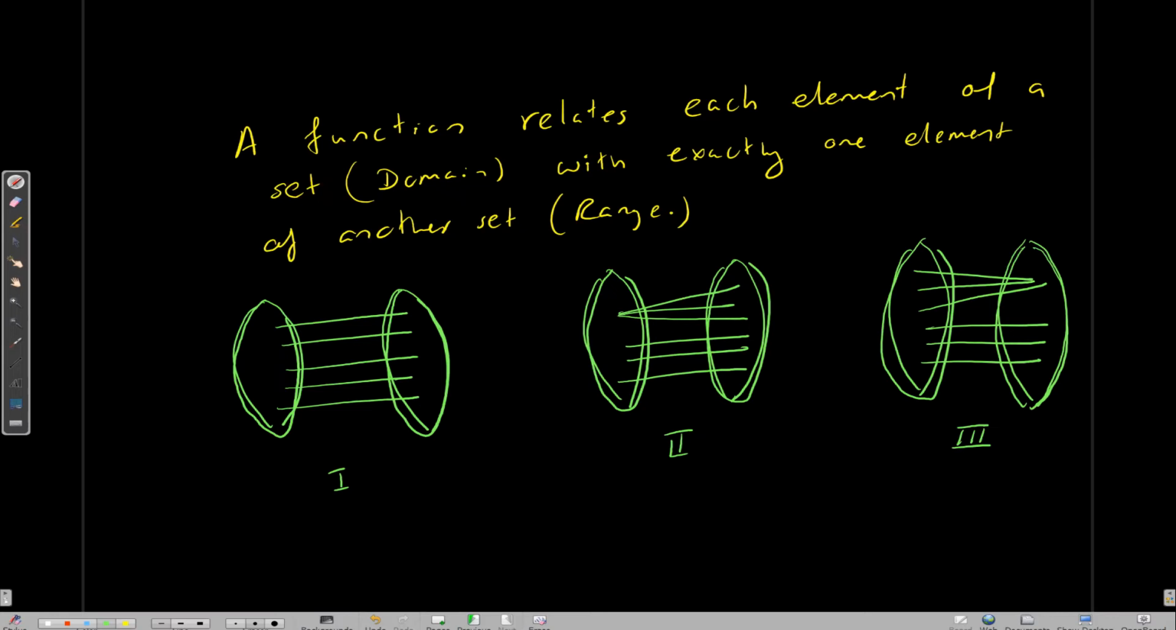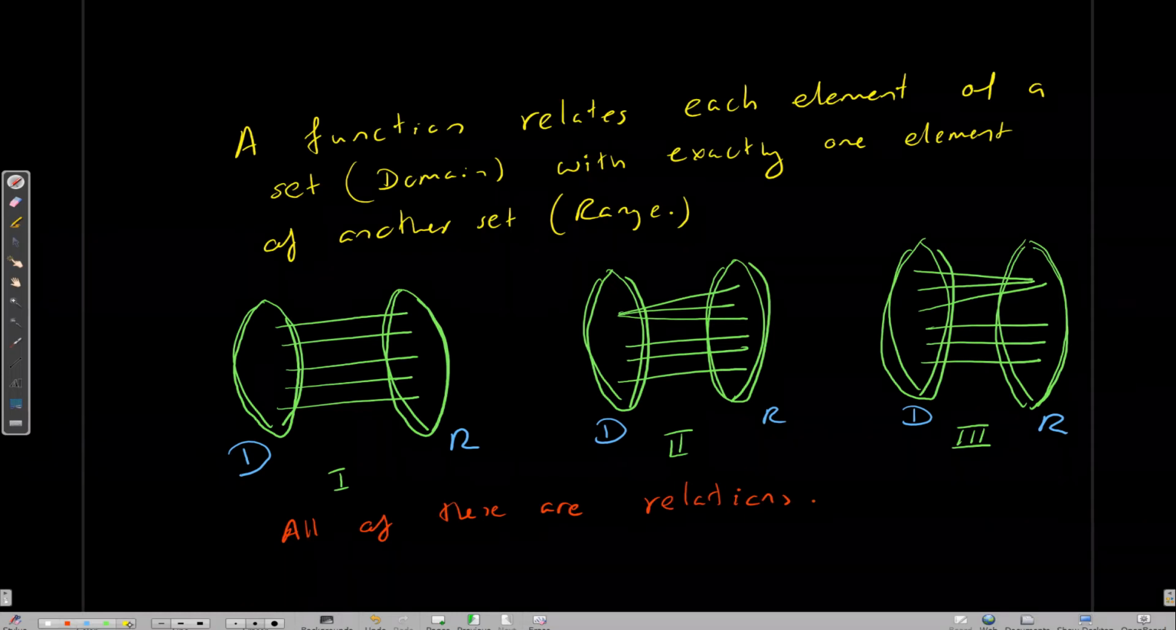Okay, assuming you have an answer, let's go one by one. Let's read this definition carefully. A function relates each element of a set with x. So we have two sets in each case. Domain and range. Normally, we write D for domain, R for range. So D, R, D, R. We have a domain and a range for all these three relations. Let me make a note. All of these are relations. That's for sure. What about functions?